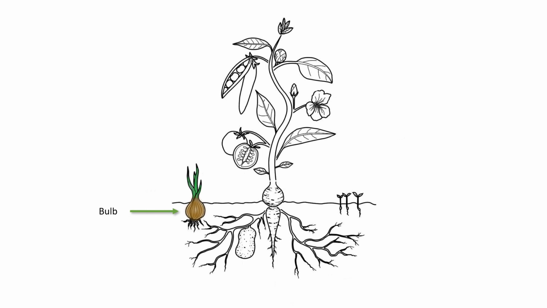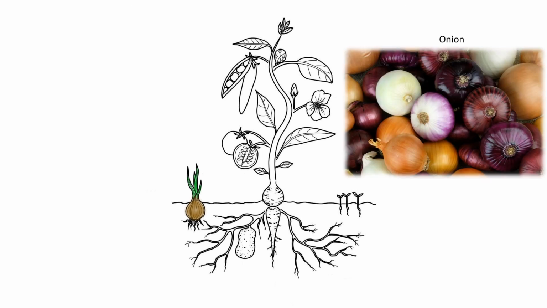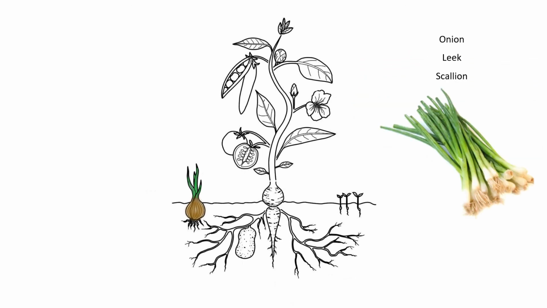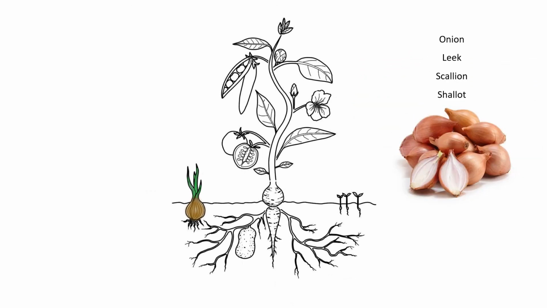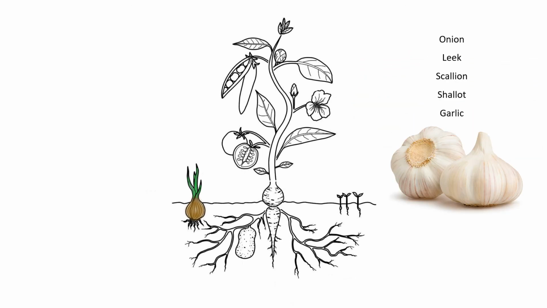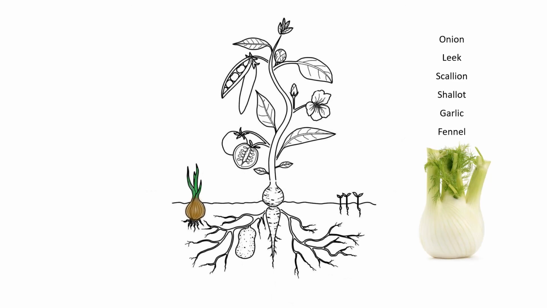Bulbs. Let's take a look at bulbs. Onion is a good example of a bulb. Leek, scallion, shallot, garlic, and fennel. I threw that in there. It's not related to the other plants, but it is definitely an example of a bulb.